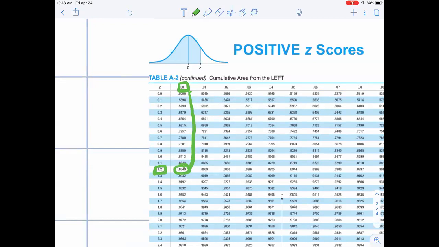Yes. Which is 0.8849, okay? 0.8849. So where the two of them match up, that's where I'm looking. Okay, that's how we read the table.